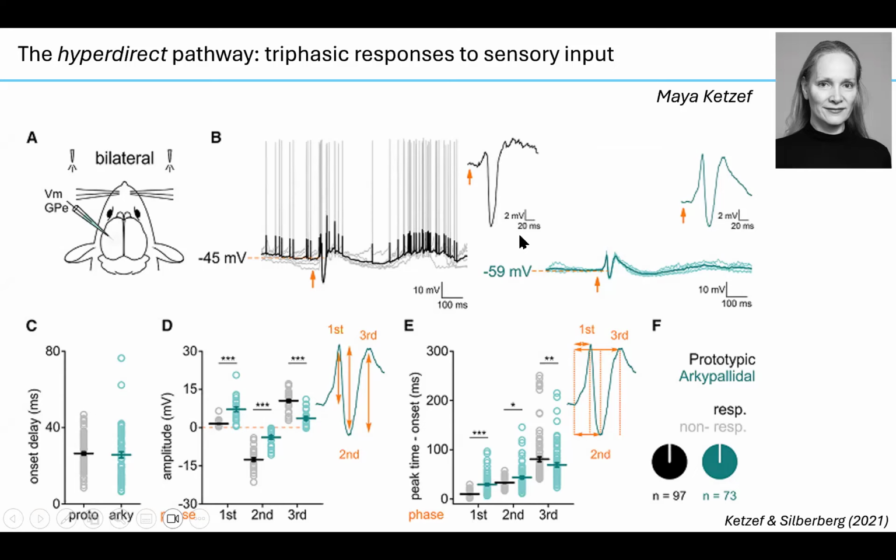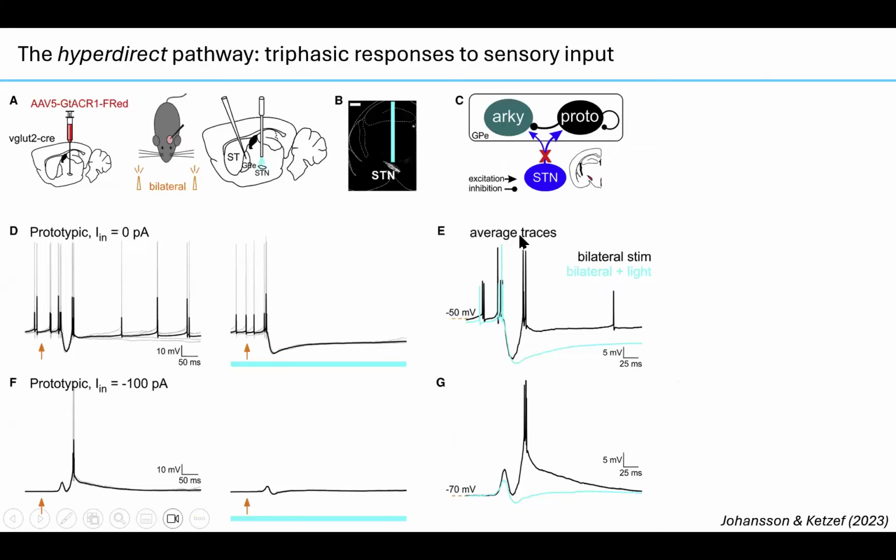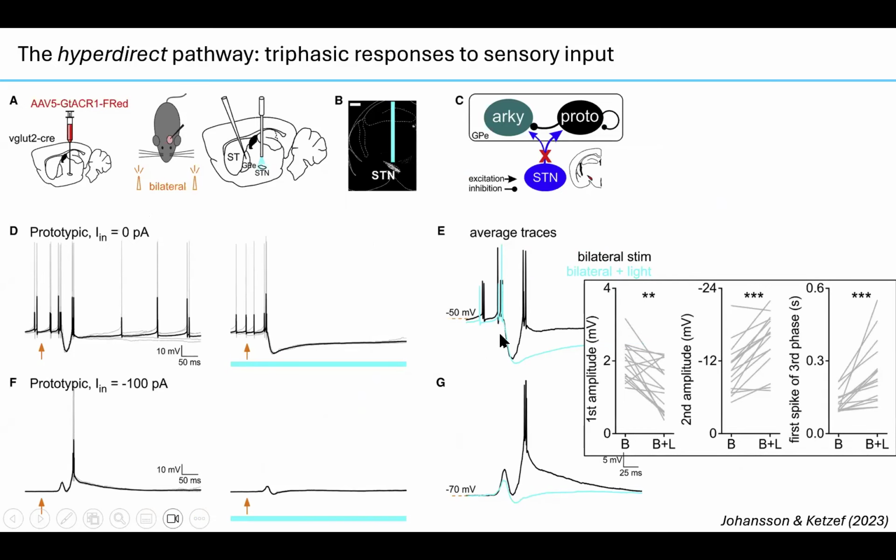input, and then Maya wanted to test what is the role of the STN in all this pathway. So she expressed an inhibitory opsin in the STN cells. So when we shine the blue light, instead of exciting the STN, we hyperpolarize the STN, basically remove it from the pathway. And what she could show is that the initial excitation, as well as the third component, were both diminished when she inhibited the STN.